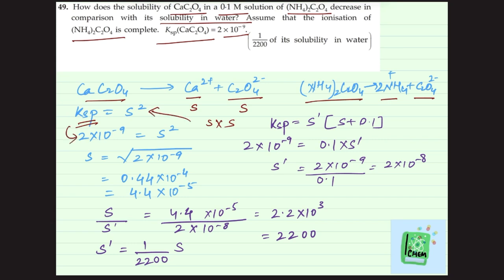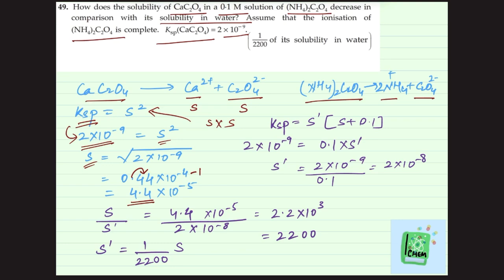Ksp की वैल्यू हो गई 2 into 10 to the power minus 9. This is equal to S square. From this, value of S is equal to square root of 2 into 10 to the power minus 9, which is 0.44 into 10 to the power minus 4. Shifting the decimal one place to the right, ये हो जाएगा 4.4 into 10 to the power minus 5. जब decimal one place to the right shift होता है, then here you will add minus 1. तो ये हो गया 4.4 into 10 to the power minus 5. ठीक है? This is the solubility of calcium oxalate in water.